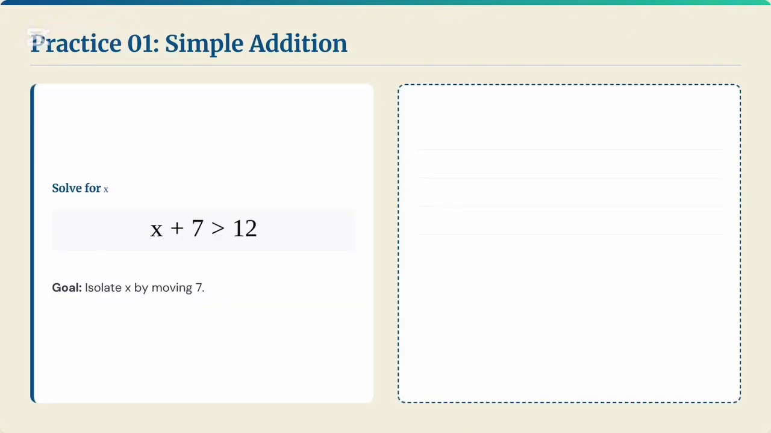So the first example: solve for x. Our goal is to isolate x, meaning we want all the x on the left hand side and all the numbers on the right hand side. How are we going to do that? We move the 7 to this side, and when we move it, it becomes negative 7. So we say x is greater than 12 minus 7. What is 12 minus 7? x is greater than 5. Now this is your solution.